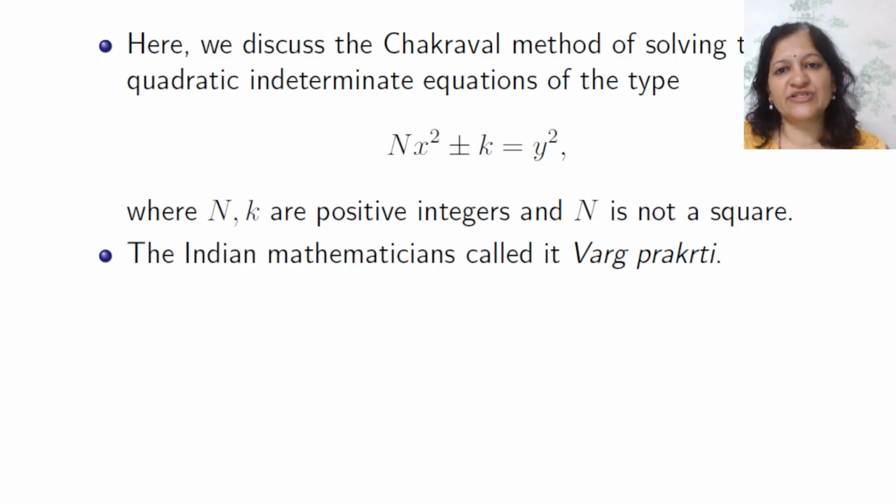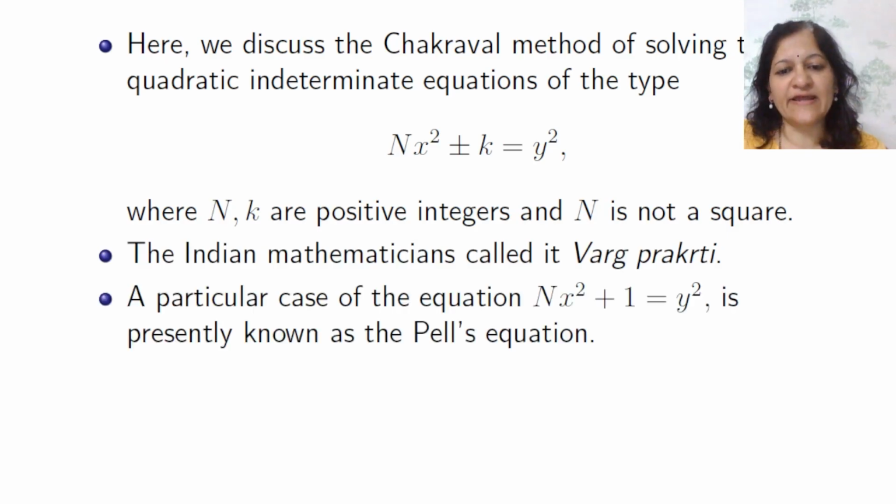The Indian mathematicians called it Varga Prakruti. A particular case of the equation Nx square plus 1 equal to y square is presently known as the Pell's equation. Of course, there is no contribution of Pell to this equation, but by some confusion, Euler gave this equation the name Pell's equation.